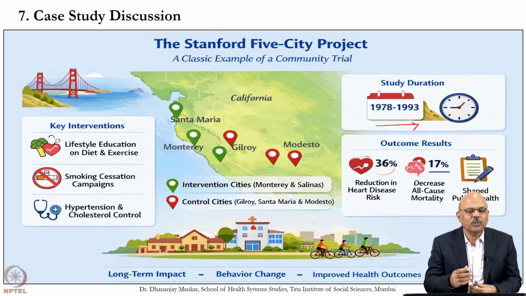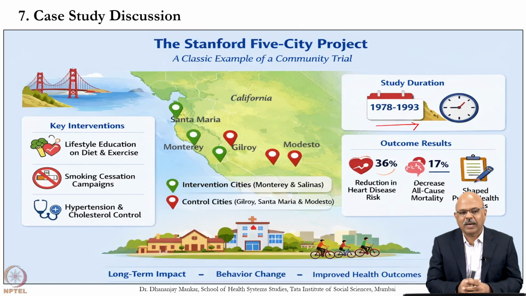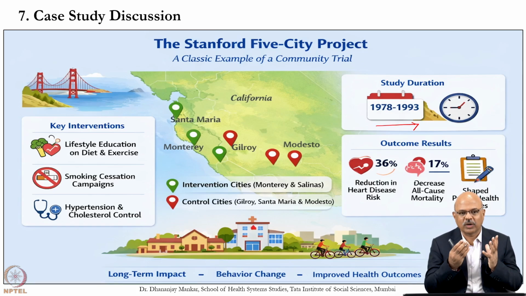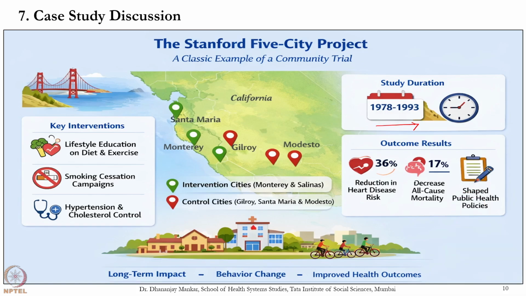The key interventions highlighted for this study were lifestyle education, diet and exercise, which was being seen particularly at that time in the US, where smoking cessation campaigns, hypertension and cholesterol control were seen as an advent to understanding non-communicable diseases, which are more projecting towards health and wellness.